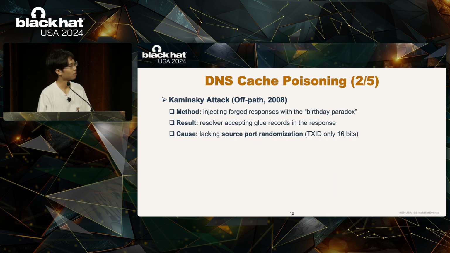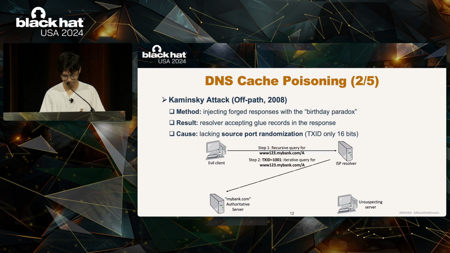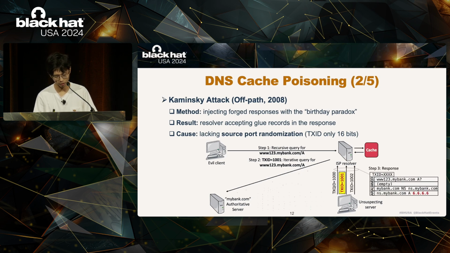The second one is the famous off-path Kaminsky attack. Kaminsky tried to inject forged responses with the birthday paradox. After the target resolver sends out a query, the attacker sends multiple forged DNS responses to it before the legal response, you can see.